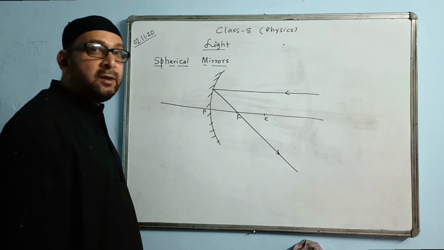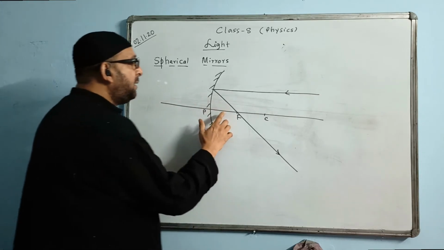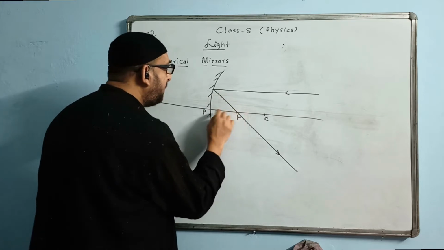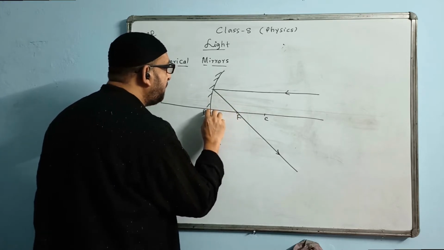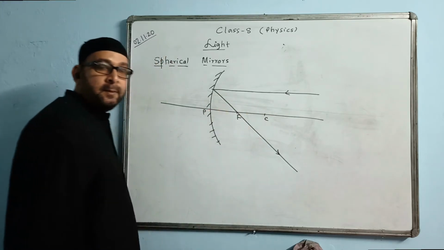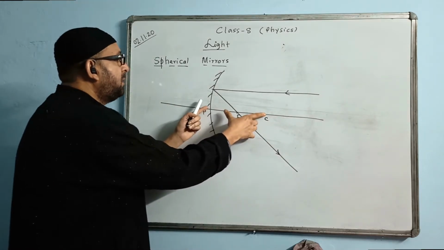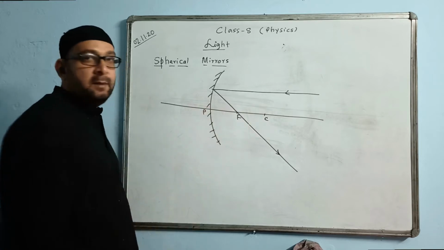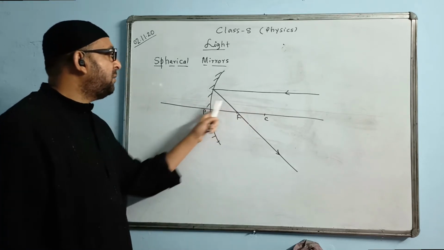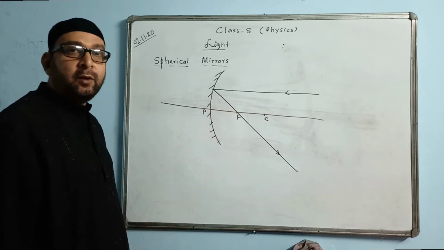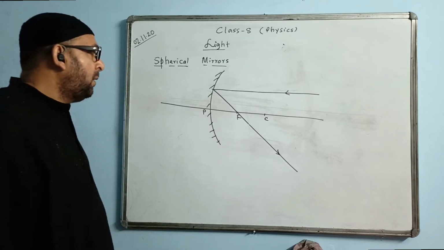And where is it situated? It is situated exactly at the midpoint of the line joining the points P and C. It is exactly midway. That means if this distance is R, then this will be half of that, R by 2. That is the focal length, R by 2.